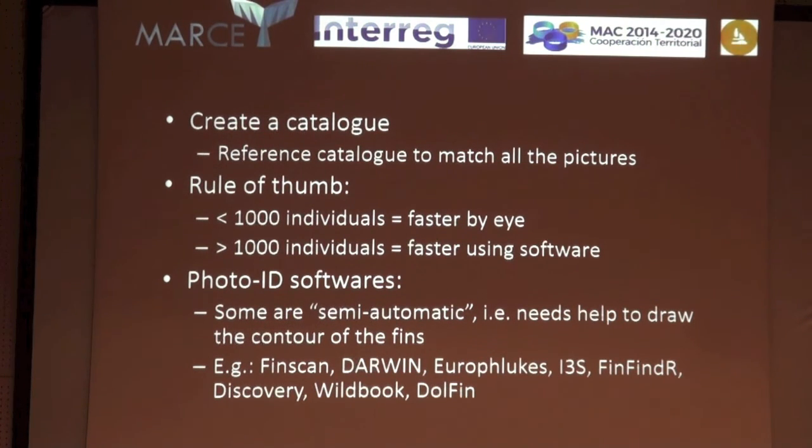Up until now, most of the softwares were semi-automatic, so you actually need to help draw the contour of the fin, so it takes time. It's not completely automatic, and you have to play along with that. But there are a few new interesting softwares coming out now that use machine learning and artificial intelligence, such as Fin Finder and Wild Book or Dolphin. These types of softwares may be very interesting in the future to test and see how good they're doing, and more than anything, they will get better and better as you use them.